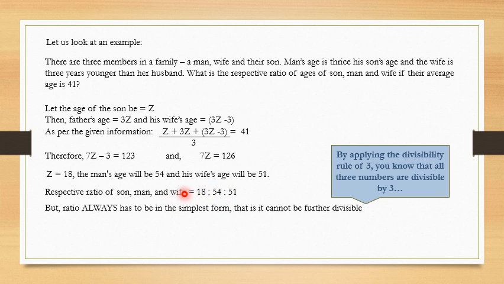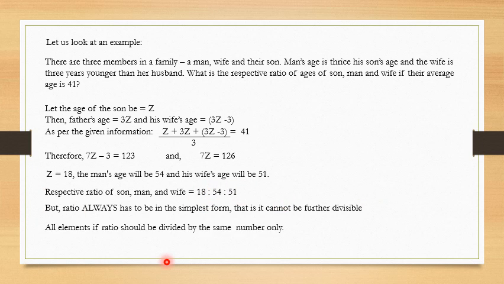I have to divide all the three elements by the same number only. Now since all these three numbers are divisible by 3, I can simplify this ratio into 6 is to 18 is to 17. Now these three numbers cannot be divided by the same number.